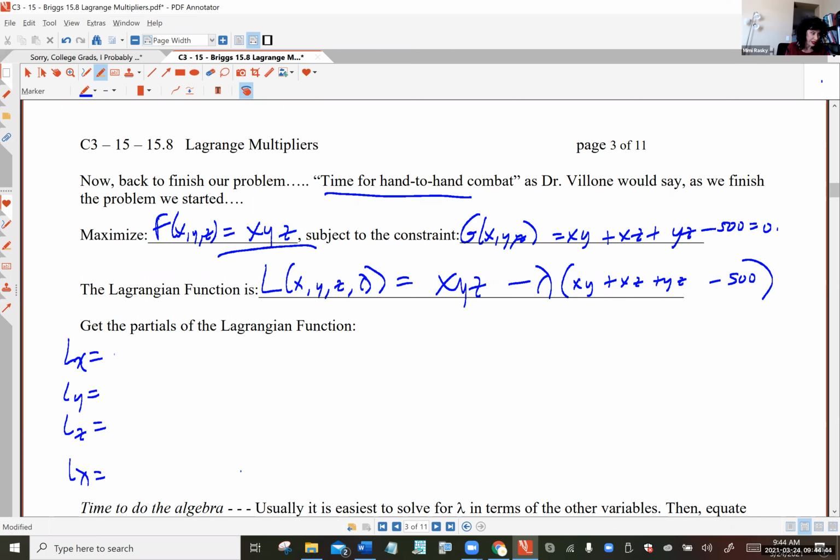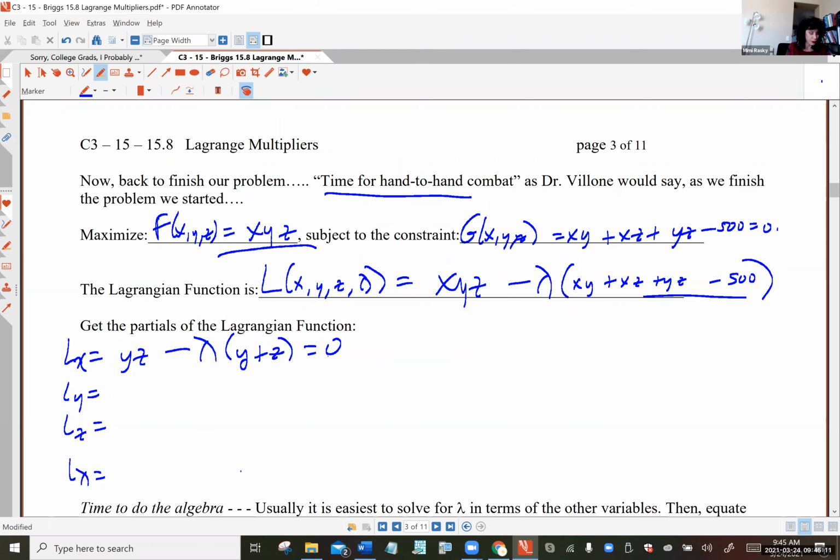Let's see. When I take the partial with respect to x, the first term will be yz minus lambda. Lambda is a variable and you're holding it constant, so that's a multiple, and then I'm going to take the derivative of everything inside the parentheses with respect to x. So I get y plus z. Fine. Set that equal to 0.